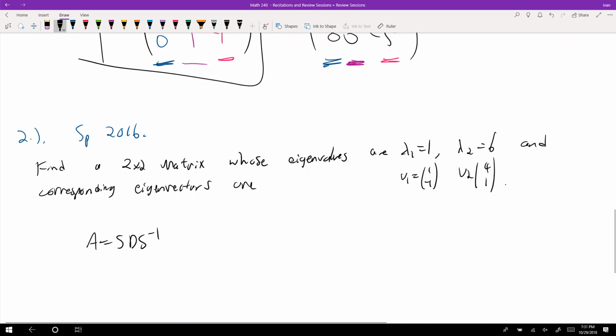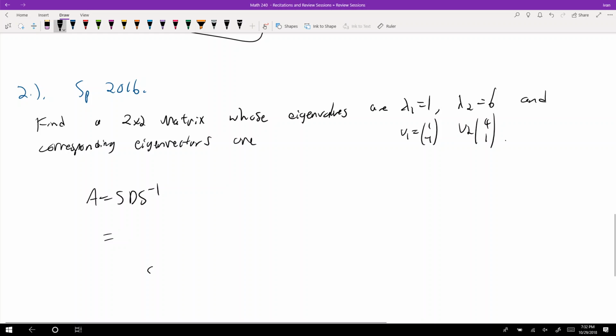And how will we know to do that? Well, we're given eigenvalues, and eigenvalues go on the diagonal of a diagonal matrix. And you're given eigenvectors, and you know that we can put them into a square matrix that's invertible. So we use this fact, A is equal to SDS inverse. So what should my S be? Yeah, vector 1, vector 2, so (1, -1) and (4, 1). Exactly. You just put vector 1 in the first column, vector 2 in the second column.